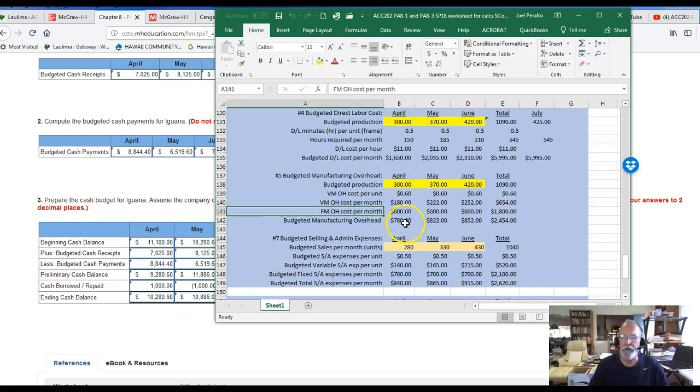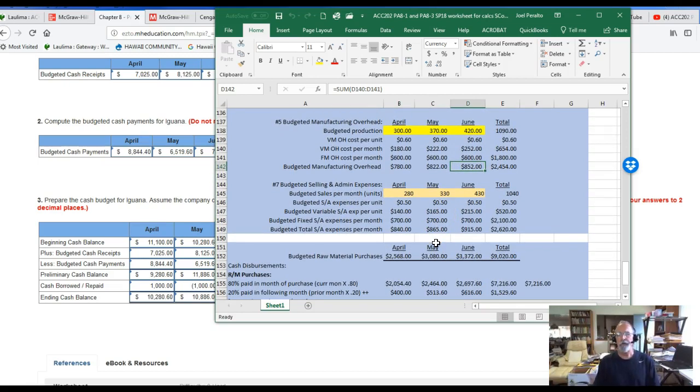And then we add our fixed manufacturing overhead cost per month, which is given in the problem, $600. And that gives us our budgeted manufacturing overhead, which includes both variable and fixed. So $780 is the budgeted manufacturing overhead for the month of April. And so we do that for May and June.